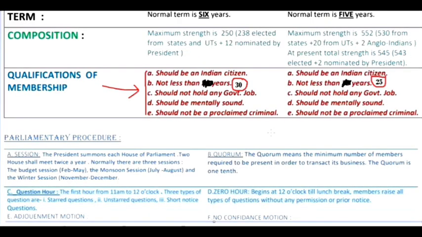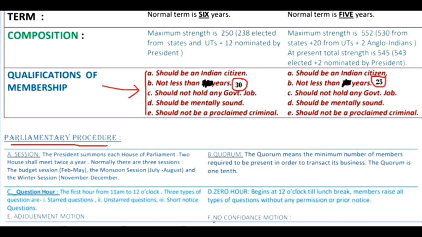Now the next topic is the parliamentary procedure. In parliamentary procedure, some facilities which the legislators have to observe in the Parliament as well as in the state legislature are called the parliamentary procedure. Some of them are sessions, quorum, question hour, zero hour, then motions like adjournment motion, no confidence motion.